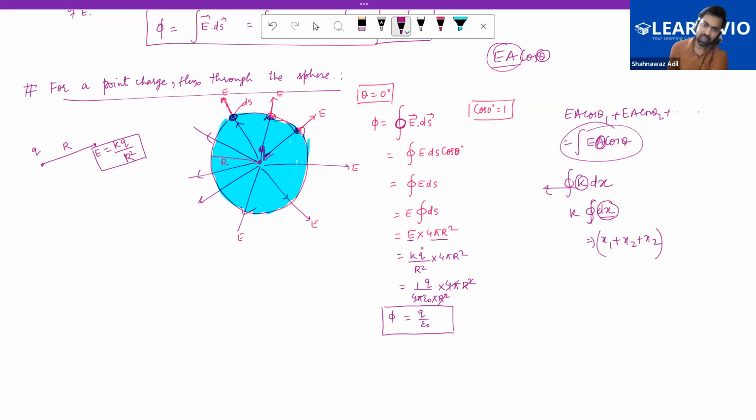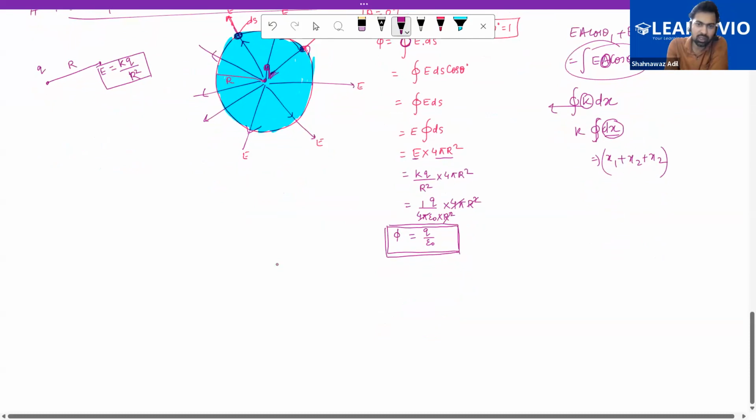Yes, sir. And now because this is the point charge, for a point charge, what is the electric field at this point, at this point, at this point? This is simply kq by r square. We put that value and we solve this thing. Then we get the flux as q by epsilon naught. Is it clear? Yes, sir.